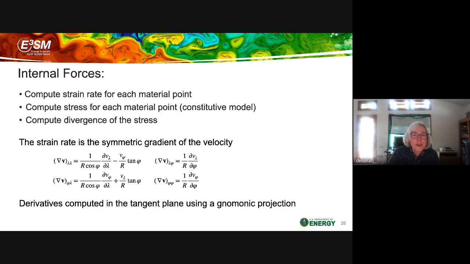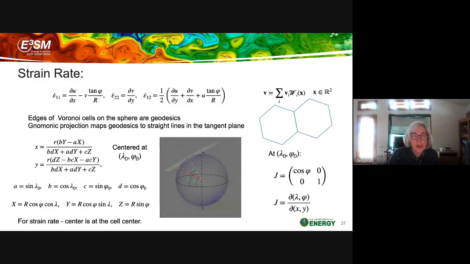Okay, as I mentioned, for the internal forces, we compute a strain rate for the material point, then stress, and then stress divergence. So the strain rate is the symmetric gradient, so just symmetrizing the velocity gradient. And we do this computation in the tangent plane, and we use a gnomonic projection to do it. So this next slide shows that. So, gnomonic projection to a tangent plane.